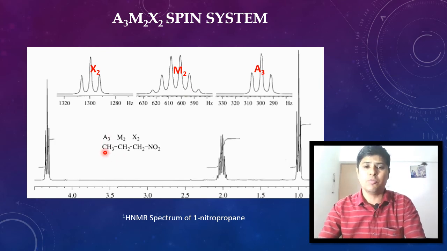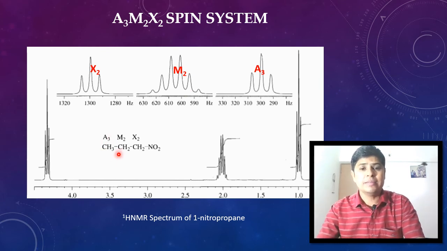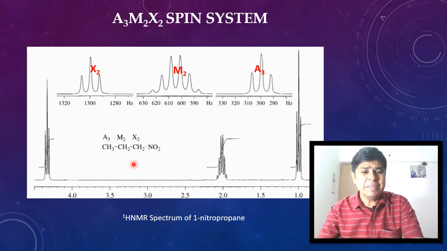Most shielded group of protons, so that will be what? A group of protons. As there are 3 protons in this group, hence this spin system will be what? A3 spin system. As there are 2 protons in this group, hence this spin system will be what? M2 spin system. As there are 2 protons in this group, hence this spin system will be what? X2 spin system.